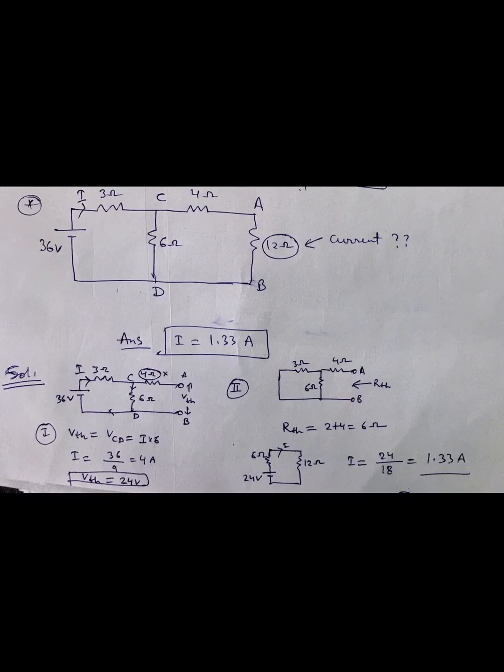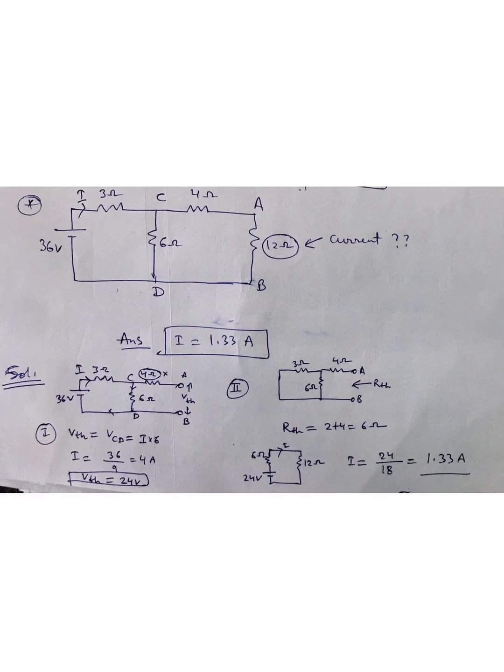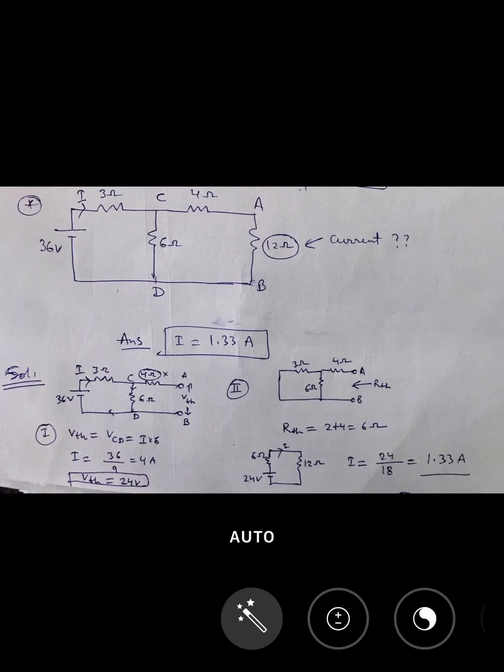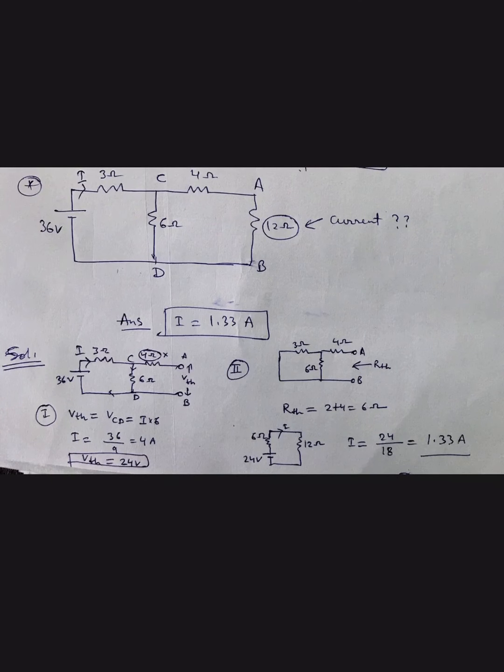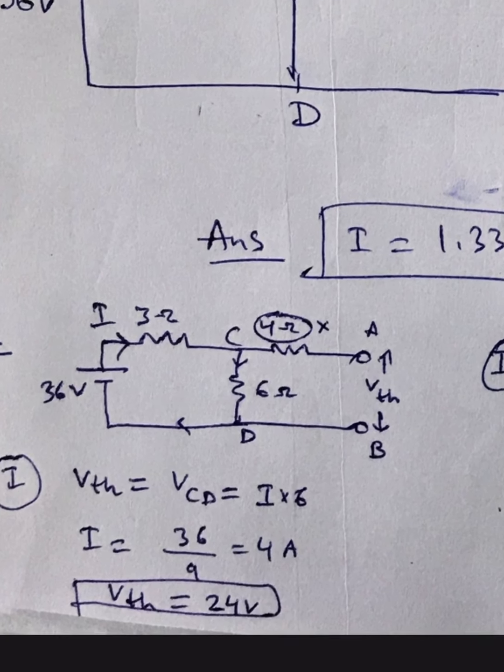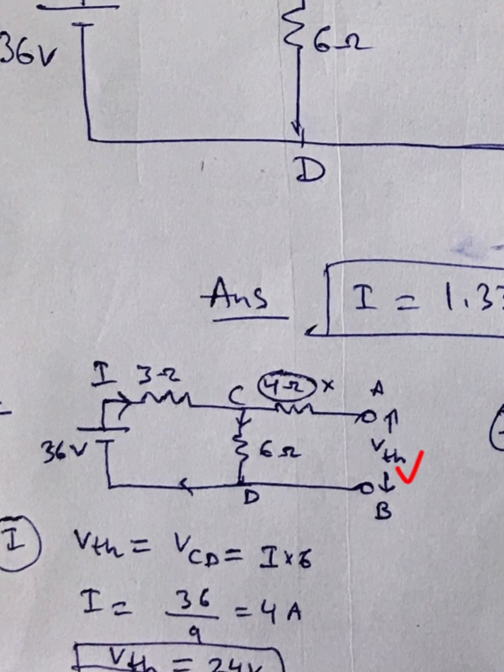Okay, here this circuit is the same. Now we will use the Thevenin theorem. For the Thevenin theorem, we first have to find VTH, which is the open circuit voltage between the load terminals. So to find VTH, we remove the 12 ohm resistor, and now you can see the load terminals are open.